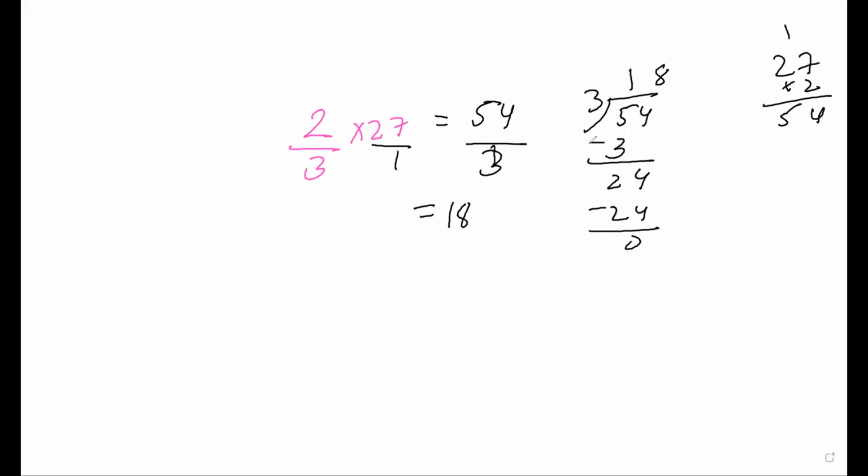I don't have 18, 0 over 3. I will never write 0. I'll just write 18 as an answer. If you have some number here, I will write 1 over 3 or something. Finished?